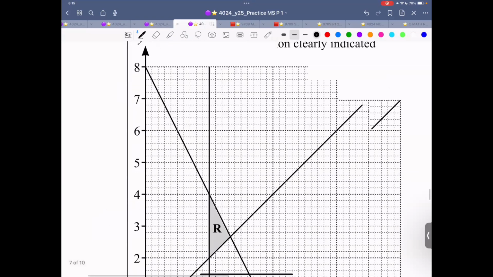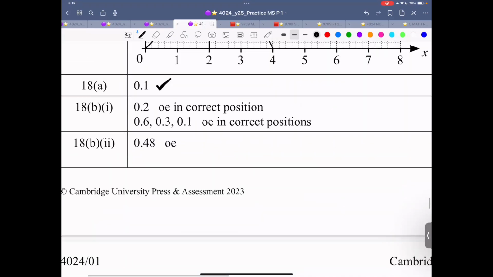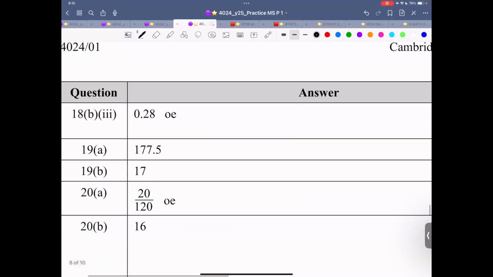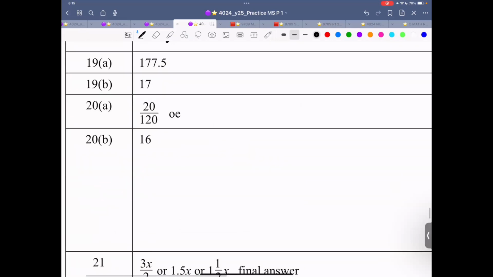Double check the answer. 0.1 was the first part. 0.2 in the correct position. 0.6, 0.3, 0.1, that is correct. 0.48 is correct. 0.28 is correct. So now this is all good, all clear.